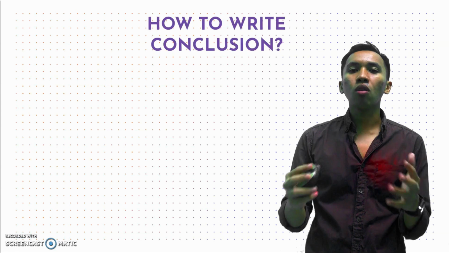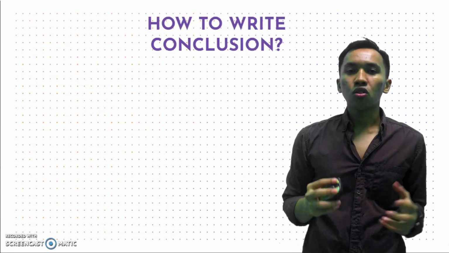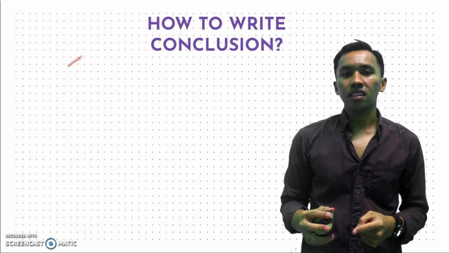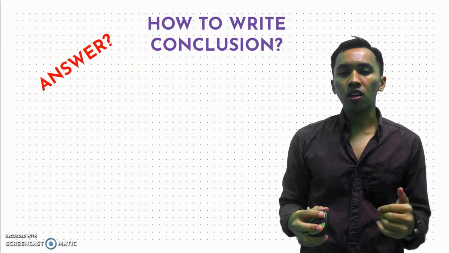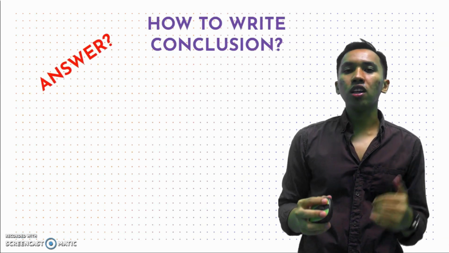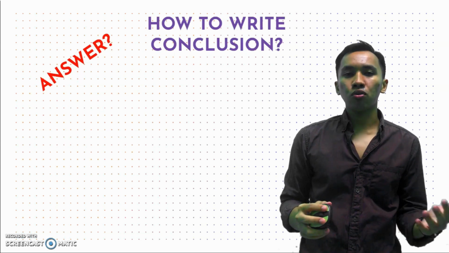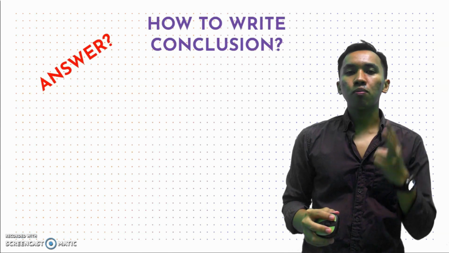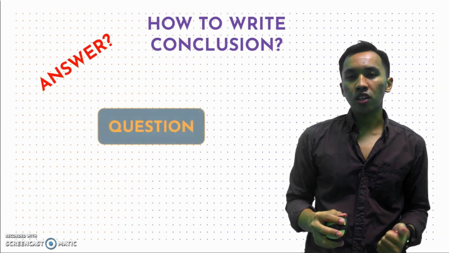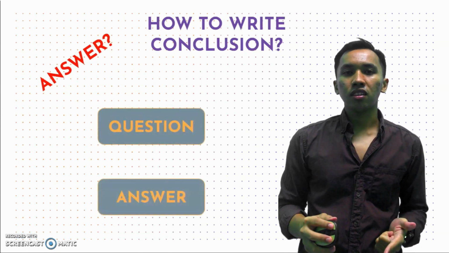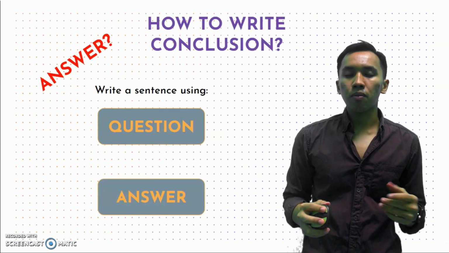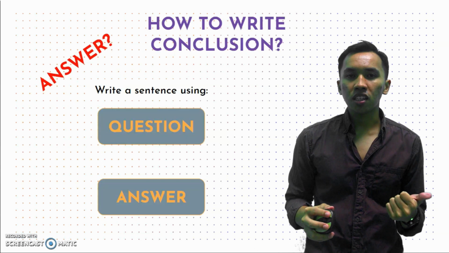Now we move to how to write the conclusion. To write a conclusion, you need the answer. Before you can move to the conclusion, you need the answer for each question. Then you can move to the conclusion. Because in the conclusion, you have two important things, which are question and answer. In a conclusion, you need to write a sentence by combining question and answer.